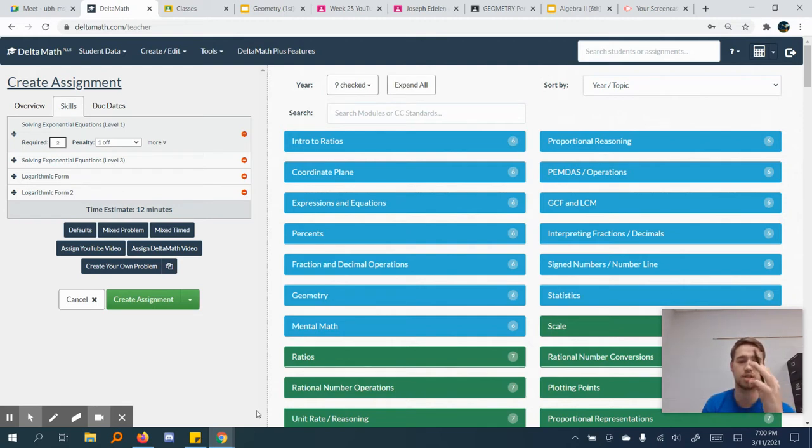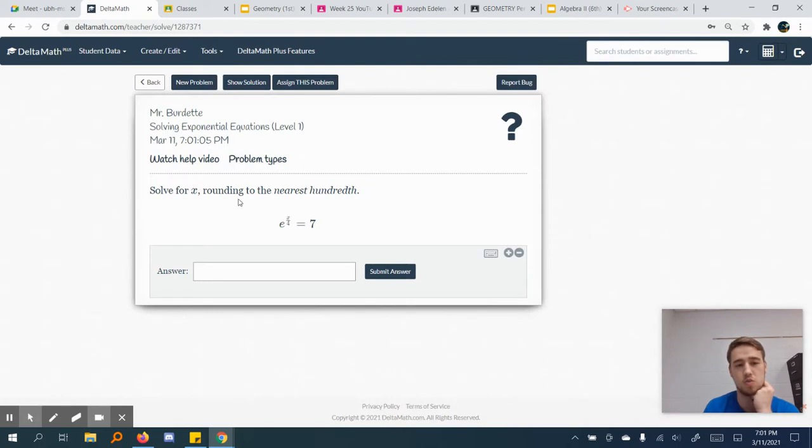So today we're just going to check out solving logarithm and exponential equations. So let's do solving exponential equations level 1. Let's hop right into it. So we're solving for x, rounding to the nearest hundredth.